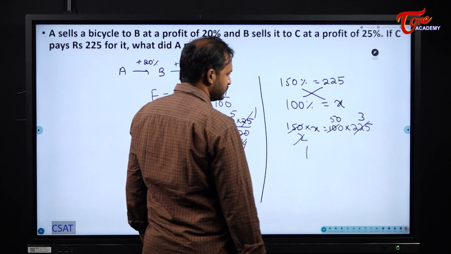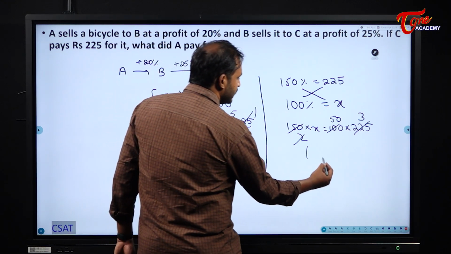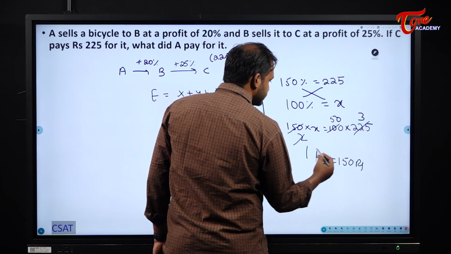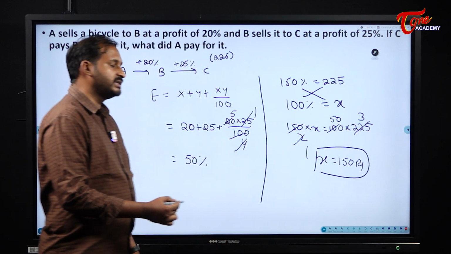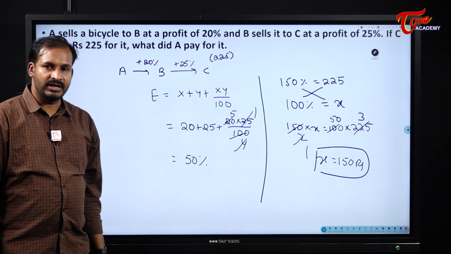75 1s are, 75 2s are. Yes. X value will become what for me here? X value will become 150 rupees. That means the actual price, the amount paid by A is how much? 150 rupees. But the amount paid by C became how much? 225 rupees.